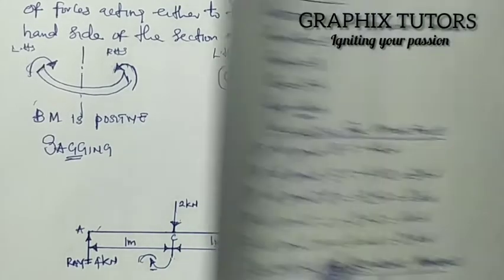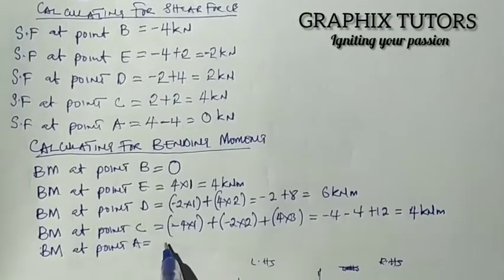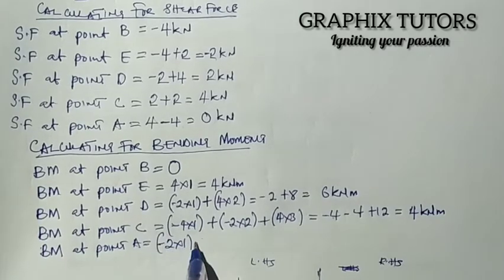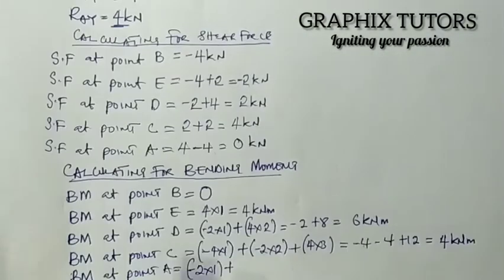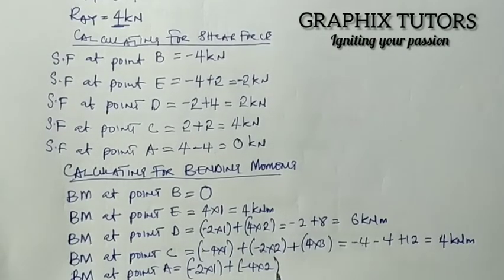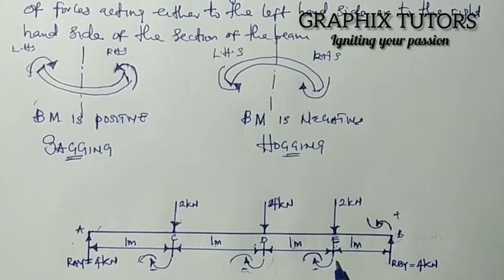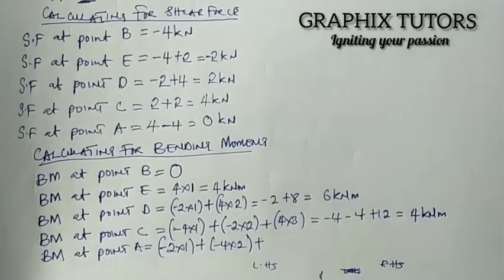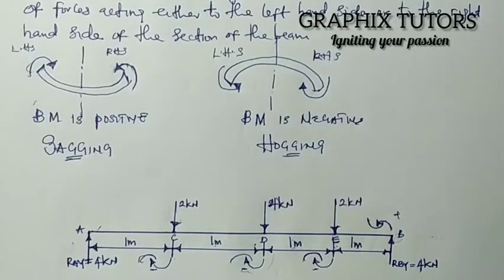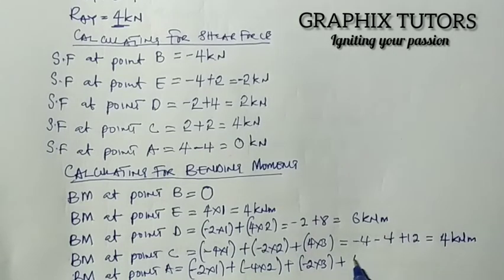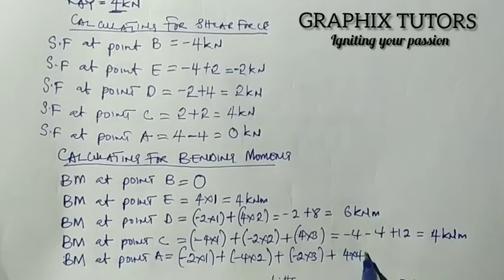So minus 2 times 1, plus the next one will be minus 4 times the distance from here to A, that is 2, minus 4 times 2, plus the next one will be minus 2 times 3, distance is 3, plus that will be plus 4, because this is sagging, plus 4 times the distance of this, and that is 4 from A. So 4 times 4, right?